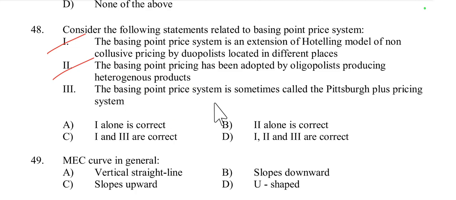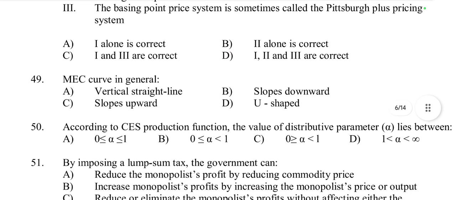Option 3, the basing point price system is sometimes called the Pittsburgh plus pricing system. Yes, it is sometimes called the Pittsburgh plus pricing system, referring to its historical use in the US steel industry, where Pittsburgh was the base location. So all of these are correct here. Option D.